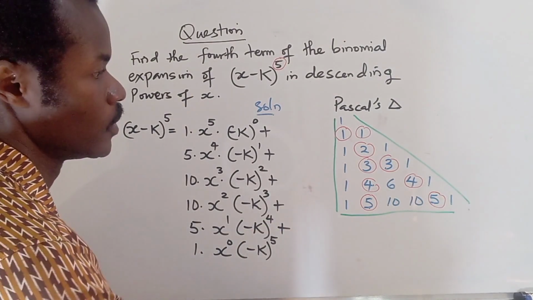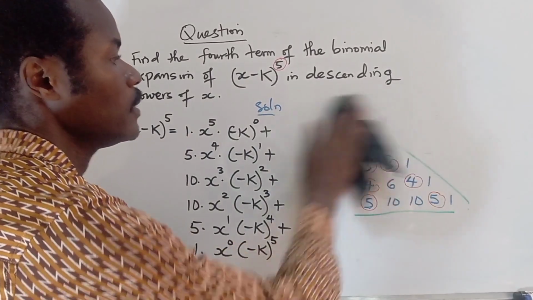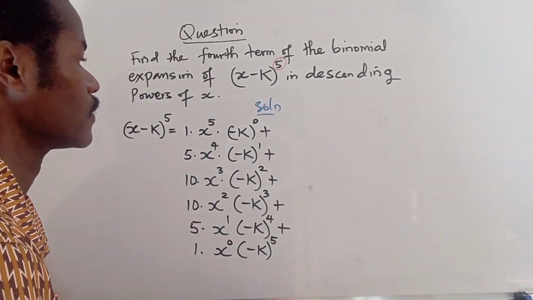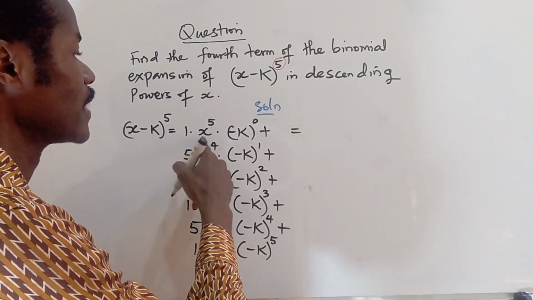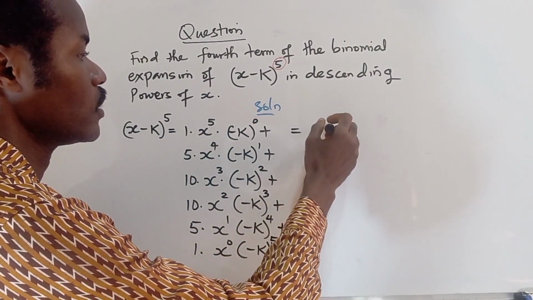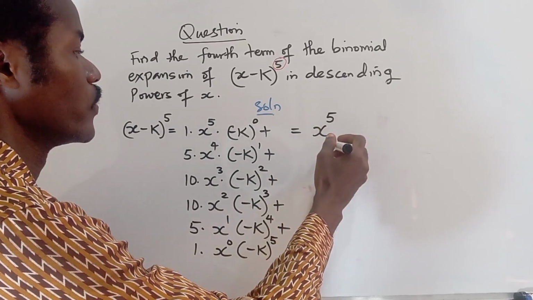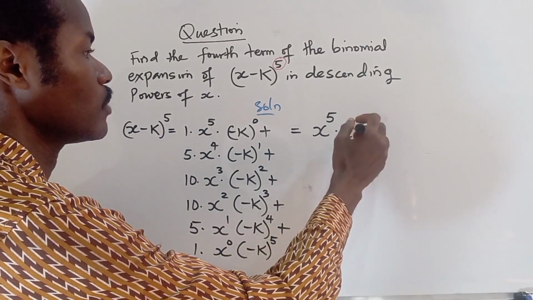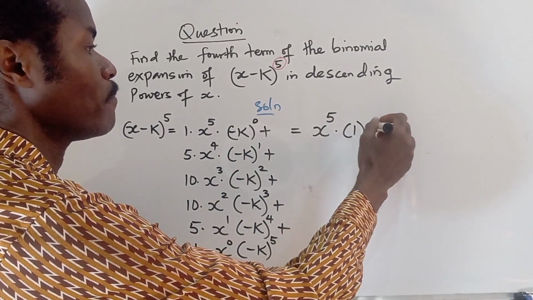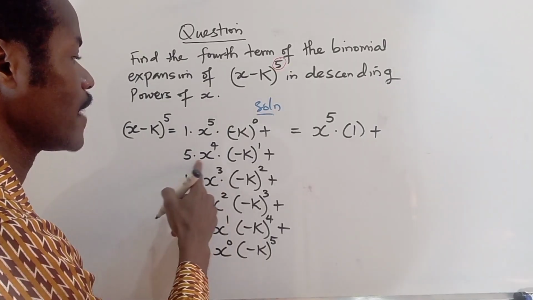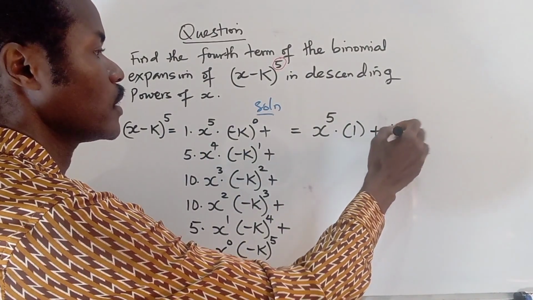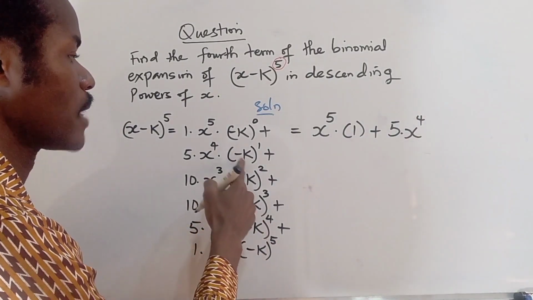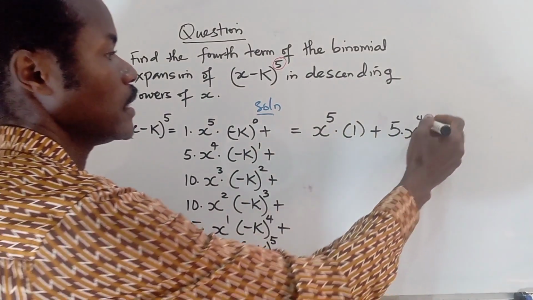Let me rub this out of the board and let's see what we get. So we have 1 times x raised to the power of 5, which is x to the power of 5, multiplied by minus k raised to the power of 0, which also means 1. Plus 5 times x to the power of 4, which means 5x to the power of 4, and minus k raised to the power of 1 is still minus k.